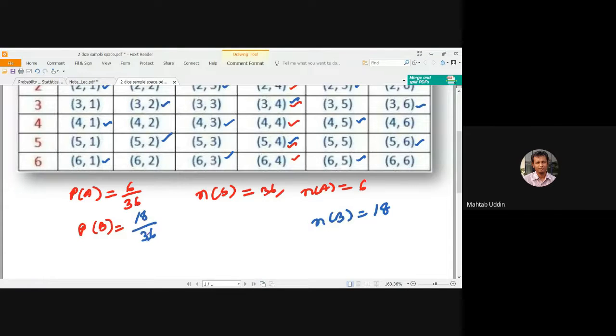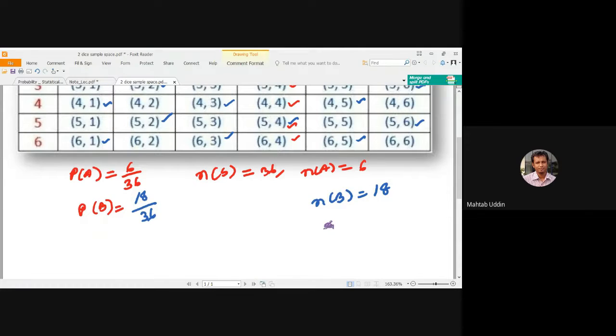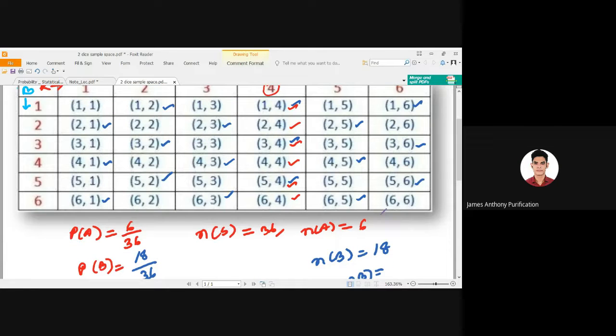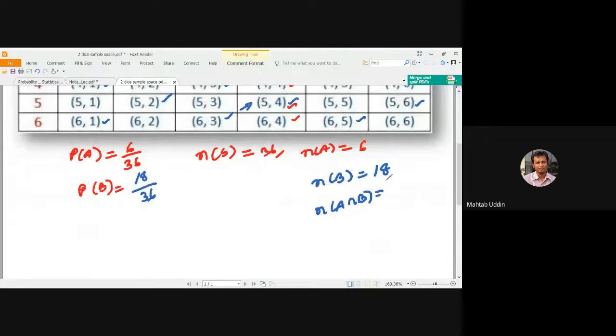Now you can see n of A intersection B. How many common elements are there in A and B? Now how many in the intersection of A and B? You can see this, 3 other common elements, right? There are 4 on the red die, and some sums are odd. So 3. Then you get P of A intersection B is equal to 3 by 36.